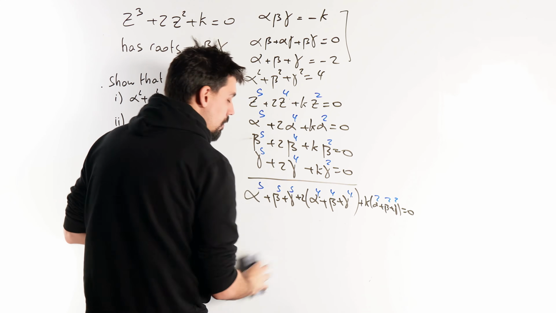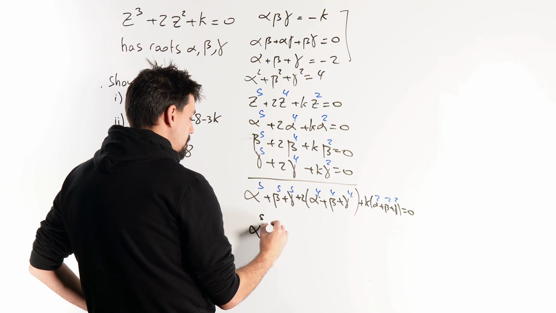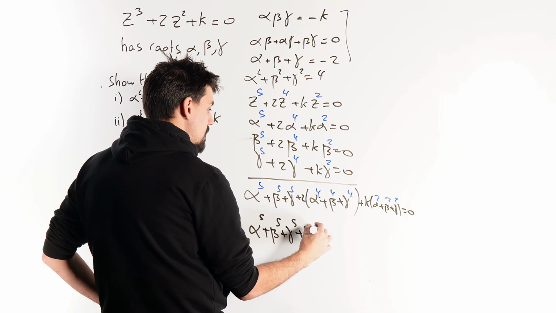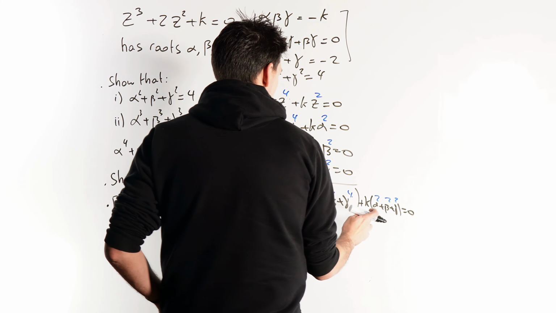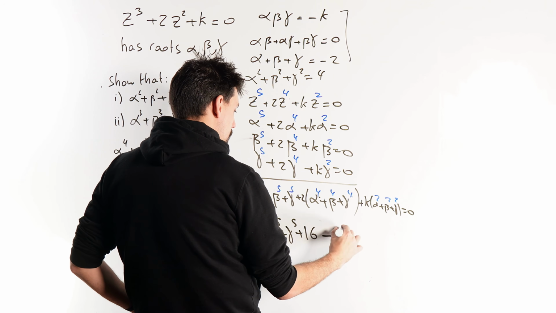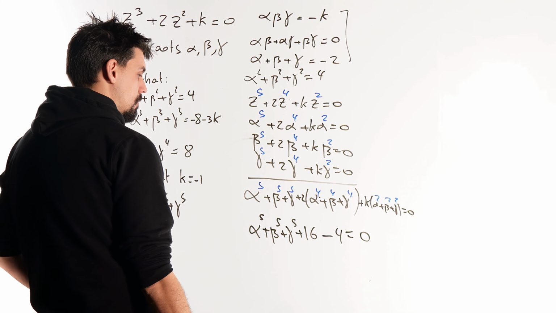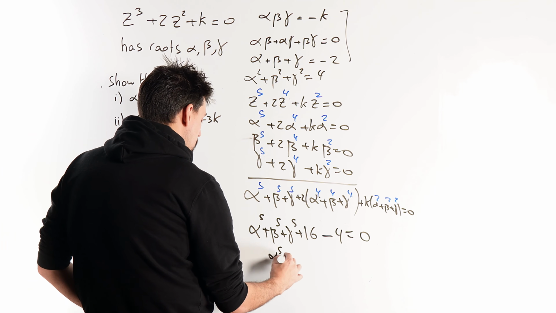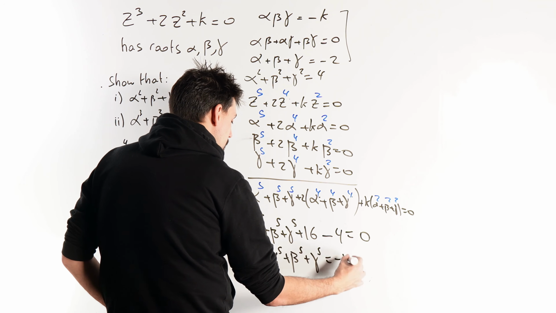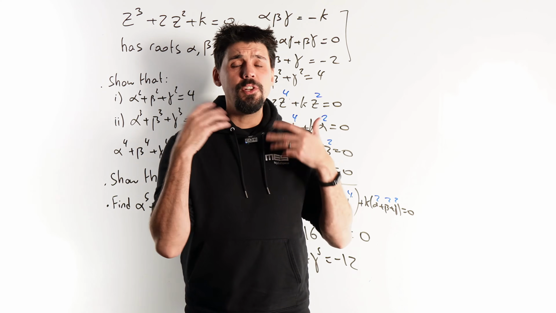All right. So we are left with the fact that alpha to the 5 plus beta to the 5 plus gamma to the 5 plus 16. We know that k is minus 1. The sum of the squares is 4. That should work. Yes. So alpha to the 5 plus beta to the 5 plus gamma to the 5 is negative 12. Really like this question, and it brings us some of these ideas.